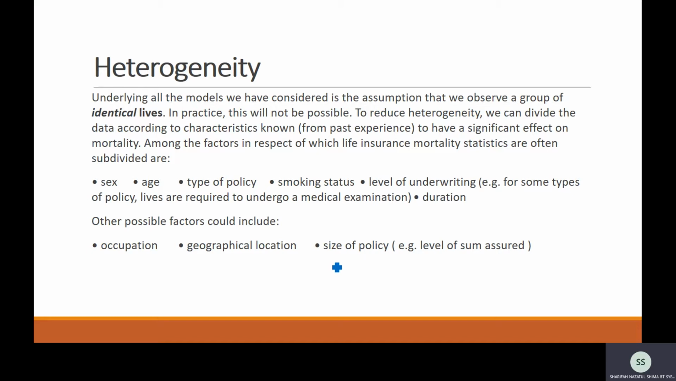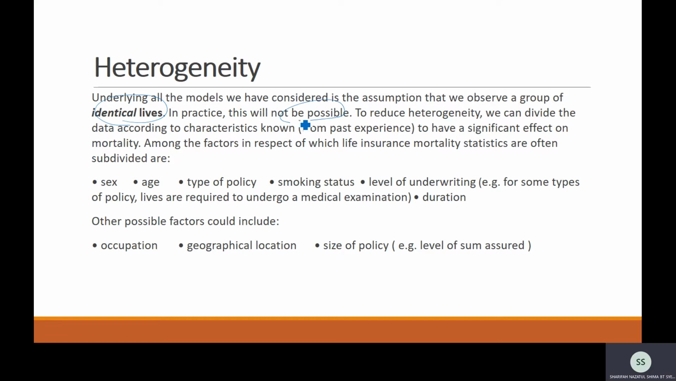The multiple state Poisson models and analysis are based on the assumption that the observed group is of identical lives, or what we call homogeneous, where the mortality characteristics are the same. So underlying all the models we have considered is the assumption that we observe a group of identical lives. In practice, this will not be possible.